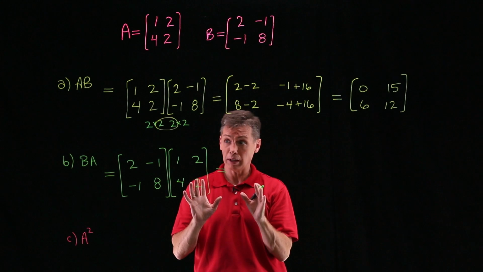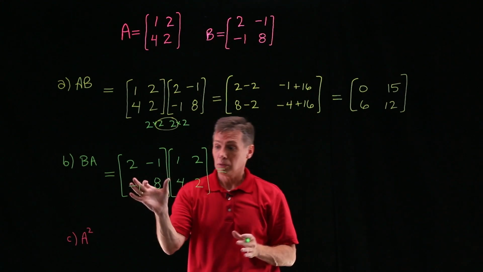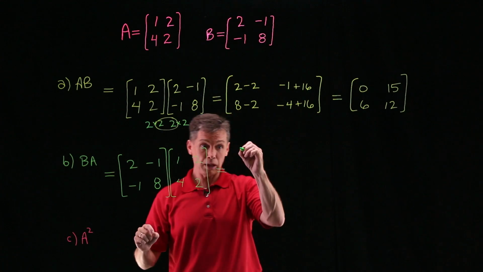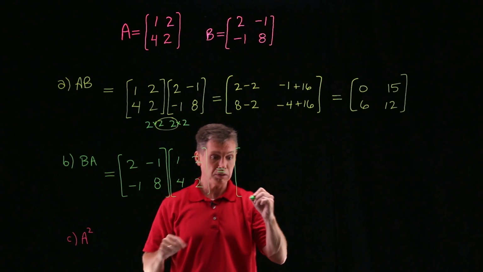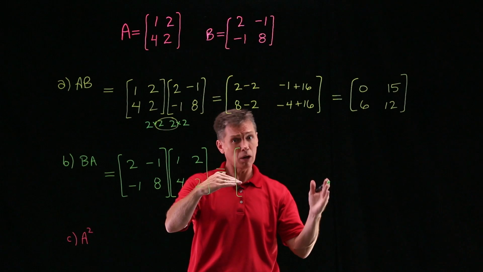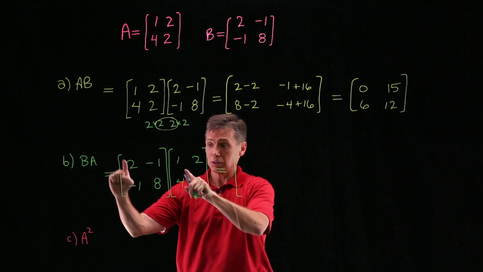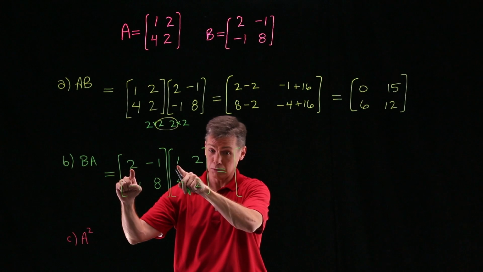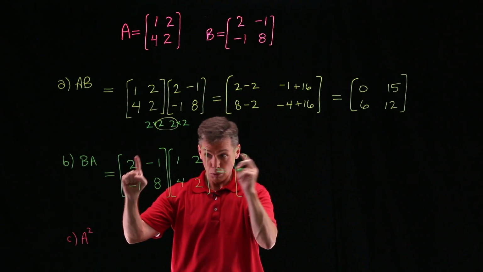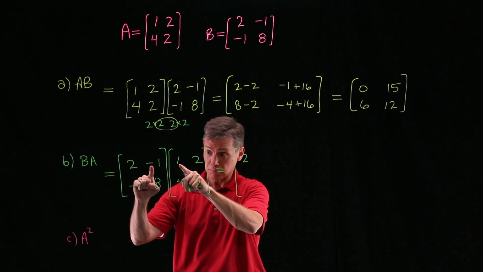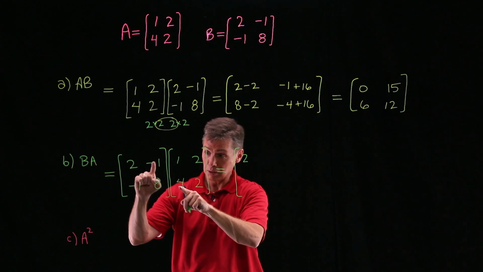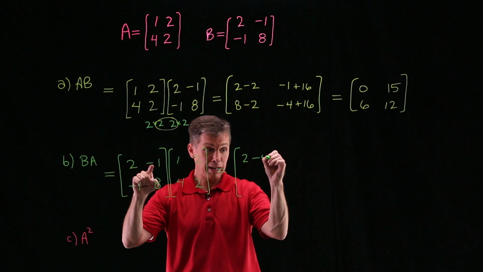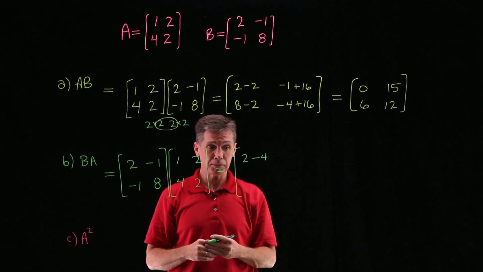And can I do this one? Yes, 2 by 2 times a 2 by 2. It's going to work, and it's also going to end up being a 2 by 2. So I'm going to anticipate 2 rows, 2 columns. To get those entries, let me first, 2 times 1 is 2. And then over with my left finger, down with my right finger, -1 times 4 is -4. And I'm adding that, so I'll write it as subtraction.